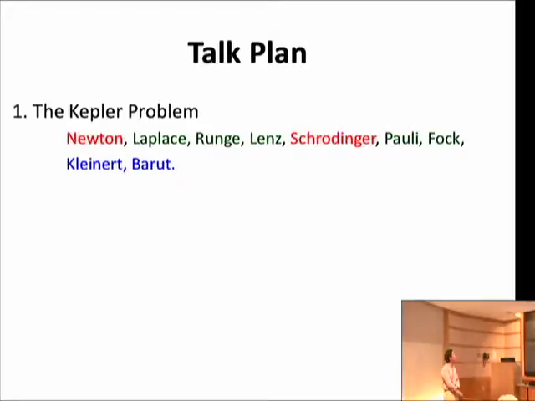First, I will introduce the Kepler problem. So those are the important names associated to this problem. Newton, of course, I think most of you know some history about it. Newton introduced this problem classically, and Schrodinger introduced this problem quantum mechanically. And Laplace, Runge, and Lenz discovered the extra large symmetry called the Lenz vector nowadays.